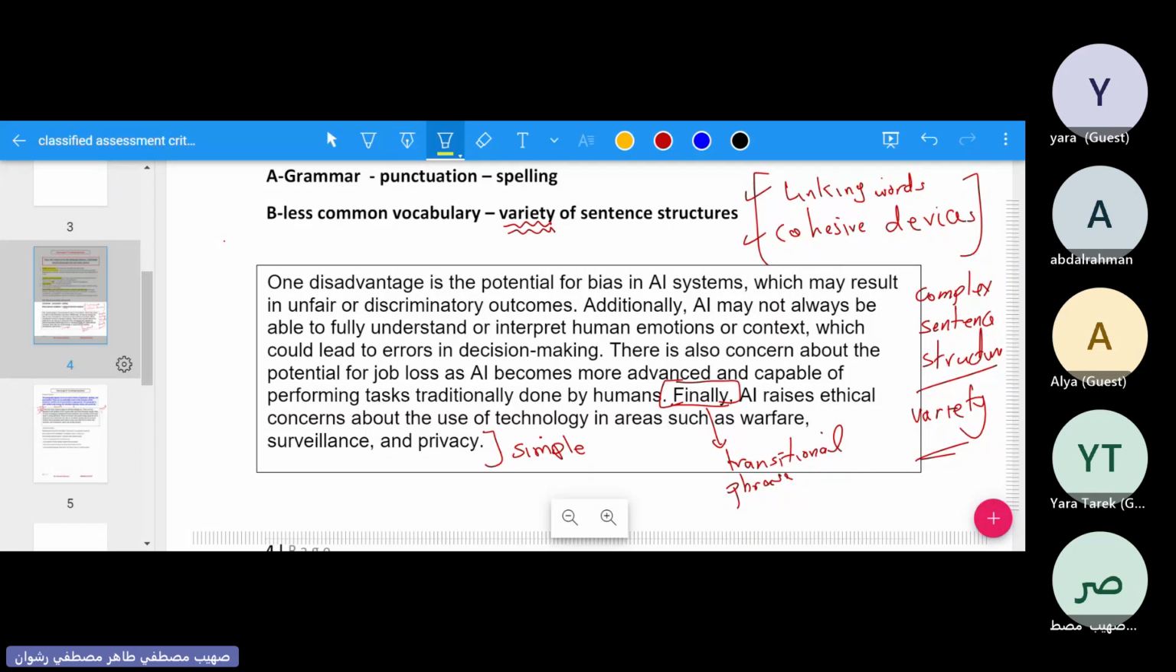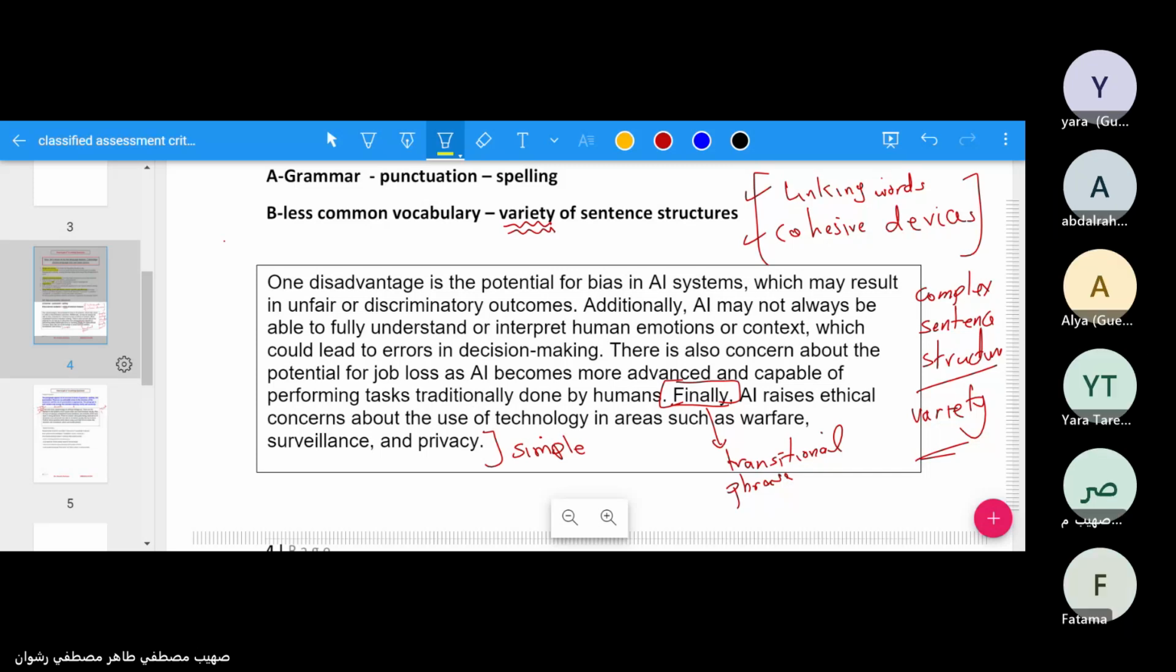Alia, you said yes, right? There aren't cohesive devices or linking words. There are not linking words here. Just one second. Alia, there is or there is not? There is not. Okay, Yara Muhammad, what do you think? Thank you, Alia. Let's see, Alia, follow us.